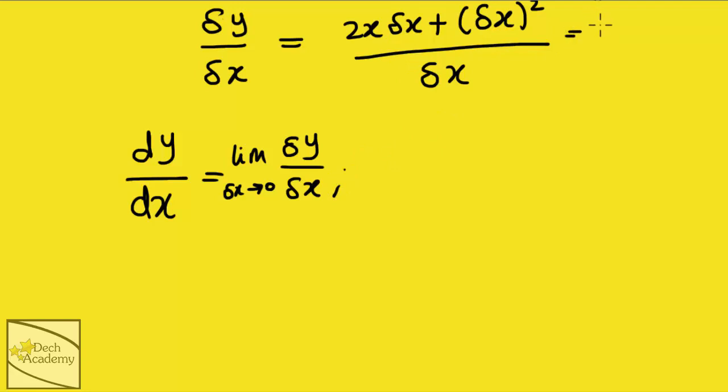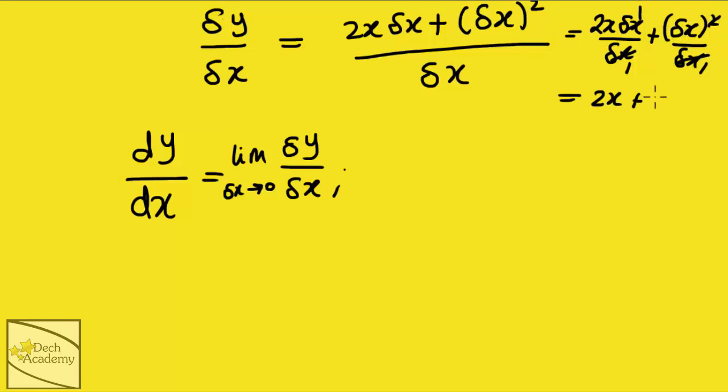what you can do is divide. I'll write it out. So this expression here is the same thing as 2x delta x over delta x plus delta x squared divided by delta x. So delta x over delta x gives 1, and delta x squared over delta x gives delta x. So we have 2x plus delta x. So what's the limiting value of this, which is delta y over delta x?